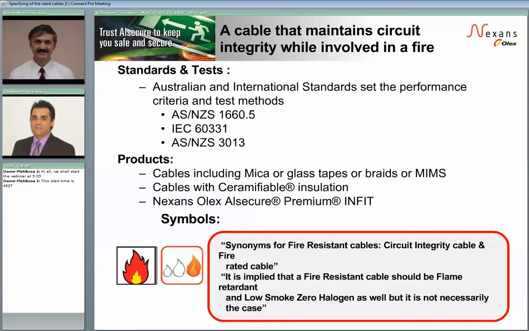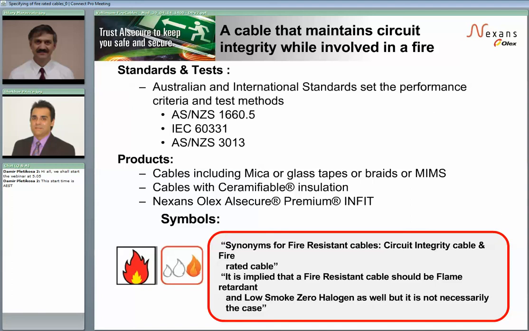Looking at the note in the red box, please note that in making these products, Nexans Olex has chosen to include many of the features we've talked about, all in the one range of products. It seems to me that other cable manufacturers have made a similar decision.